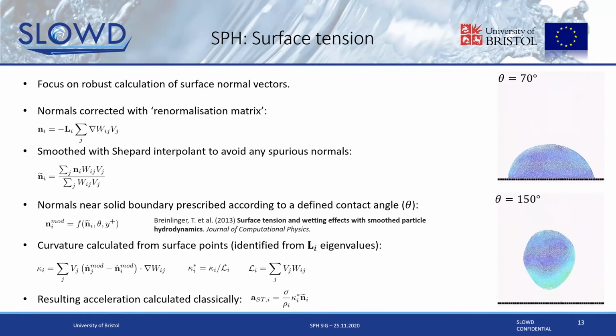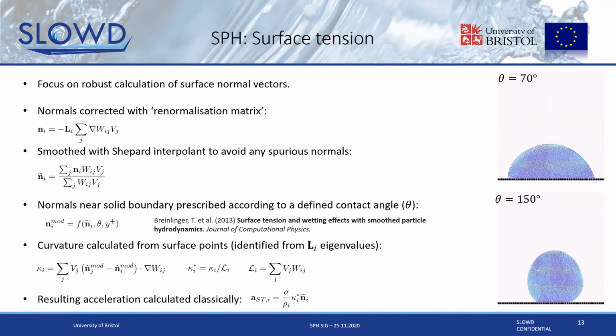The first step is we multiply it by the renormalization matrix we previously calculated from delta SPH. This does some correction for particle disorder. And then we again smooth it with a Shepard interpolant just to try and remove any spurious normals that may arise. Also, in the presence of boundaries, we prescribe these normals according to our defined contact line dynamics.